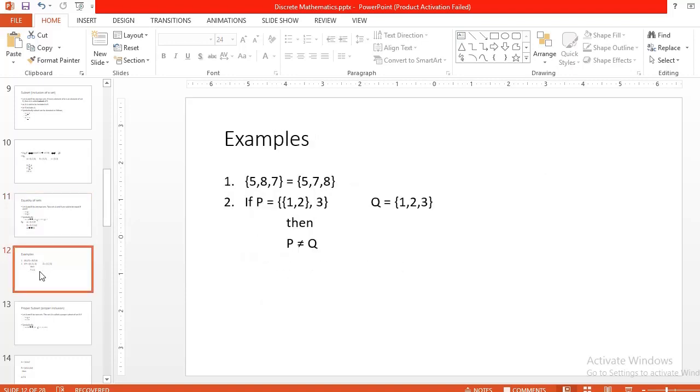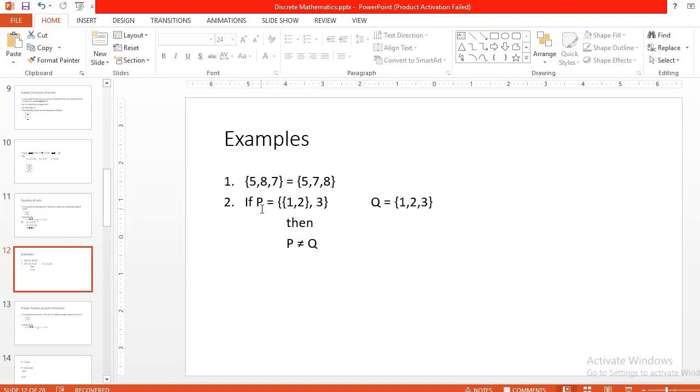The example of equality: suppose {5, 8, 7} and {5, 7, 8}. Here the order of the elements is different. This set contains 5, 8, 7 and this one contains 5, 7, 8. The order doesn't matter, because element order doesn't matter. This set contains 3 elements and this set also contains 3 elements. So these two sets are equal.